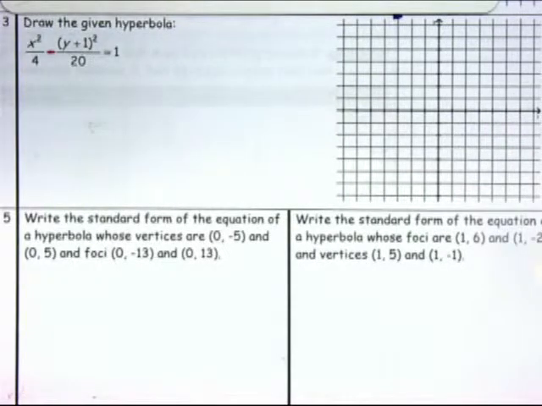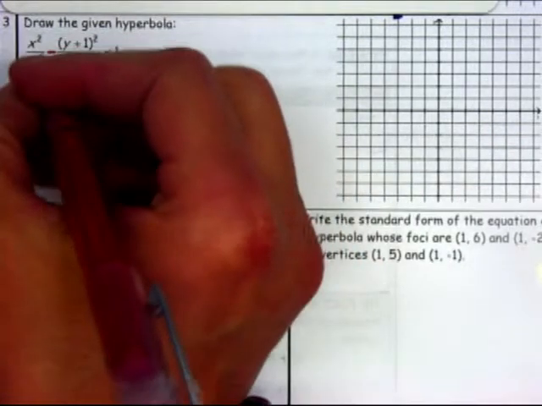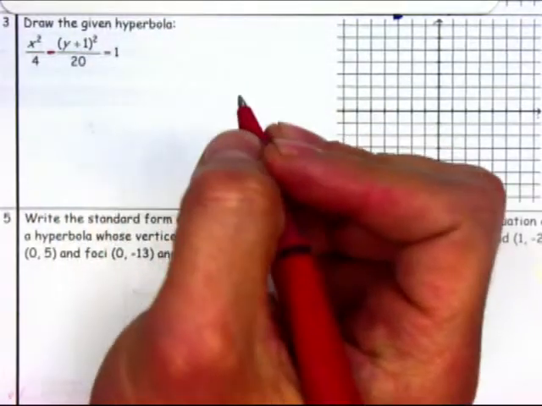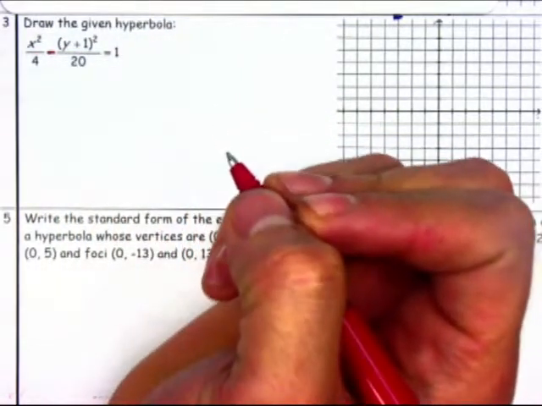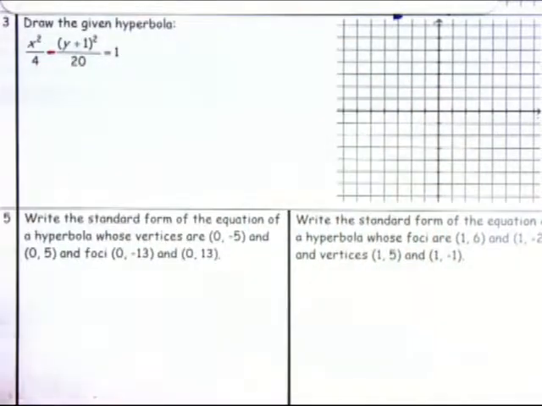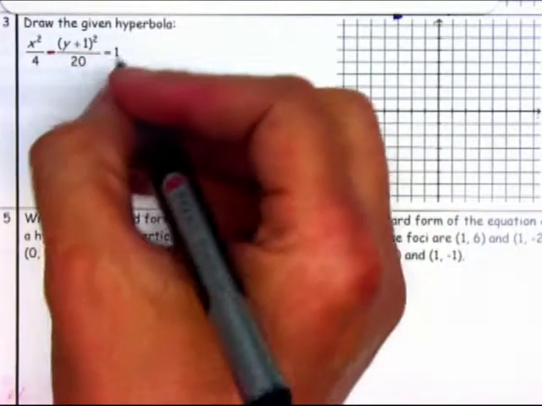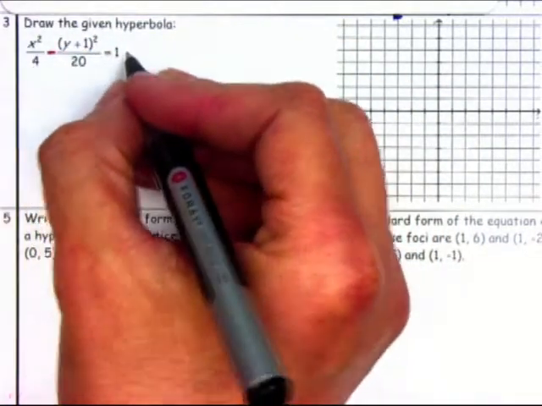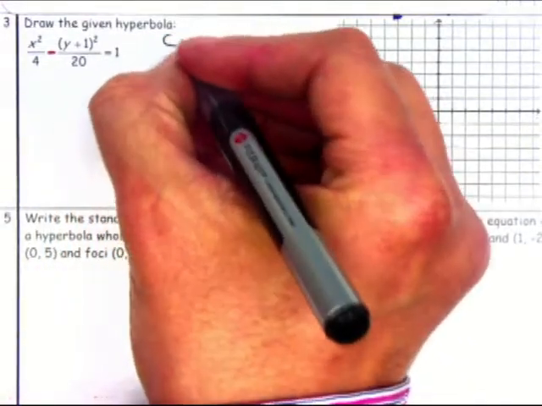Now, example number 3, we have another hyperbola, and we know that this is a hyperbola because of the minus in between. So the first thing that we want to do is to be able to find the center. Notice that this is already standard form because it's equal to 1. So our center is h and k.